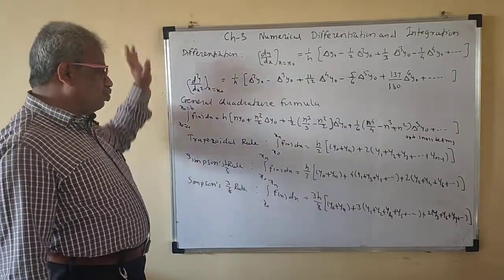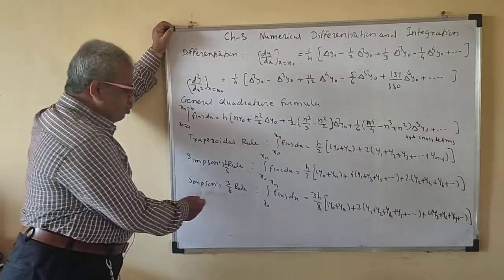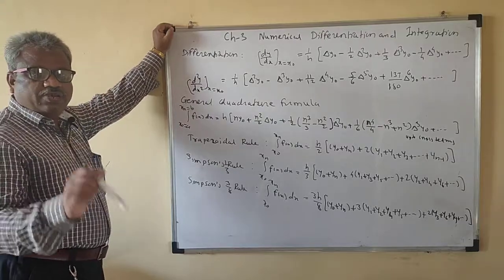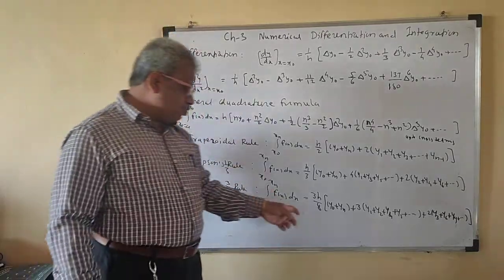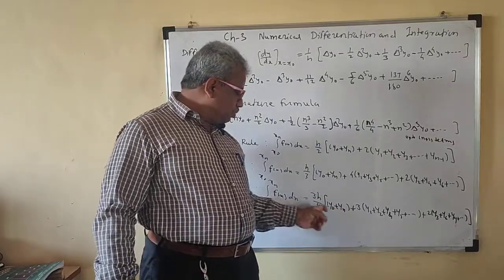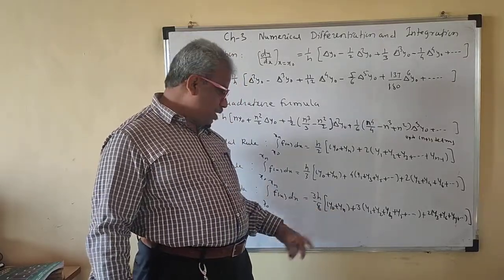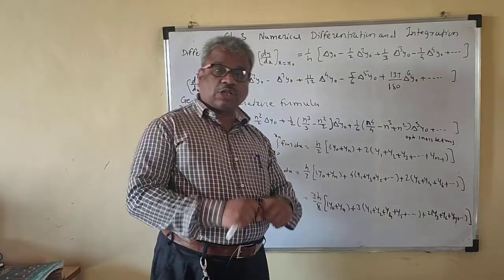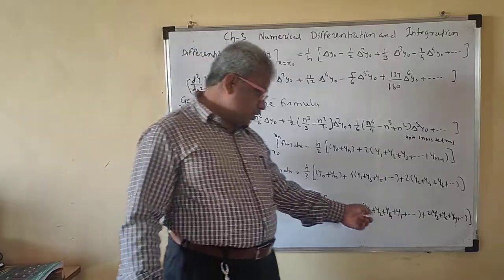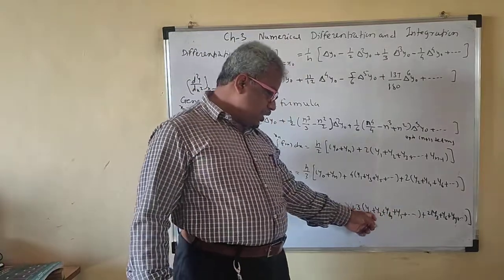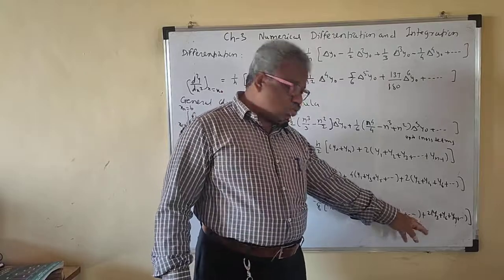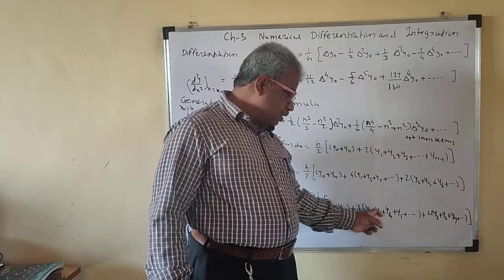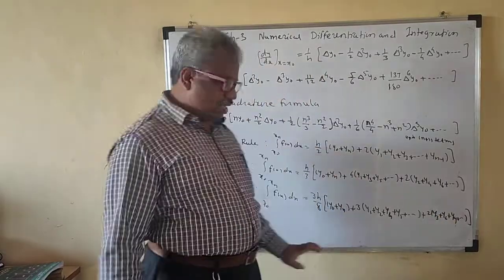So if you put n is equal to 3 in the general quadrature formula, you get the Simpson 3/8 rule, and that rule is 3h by 8. So note that 3 times the suffixes which are not multiples of 3, that is 3 into y1 plus y2, and so on. Plus 2 times the suffixes which are multiples of 3.